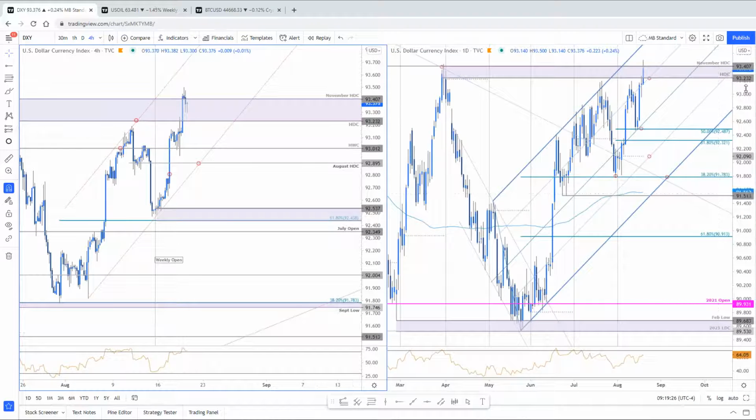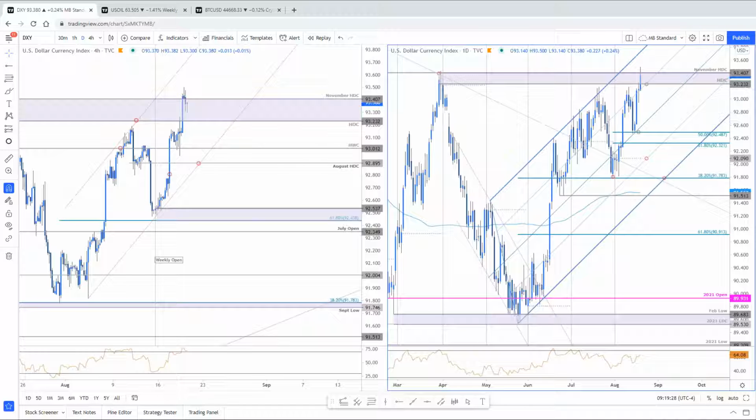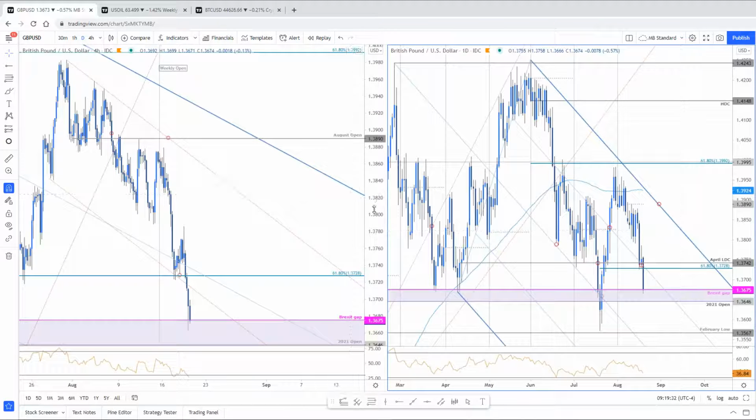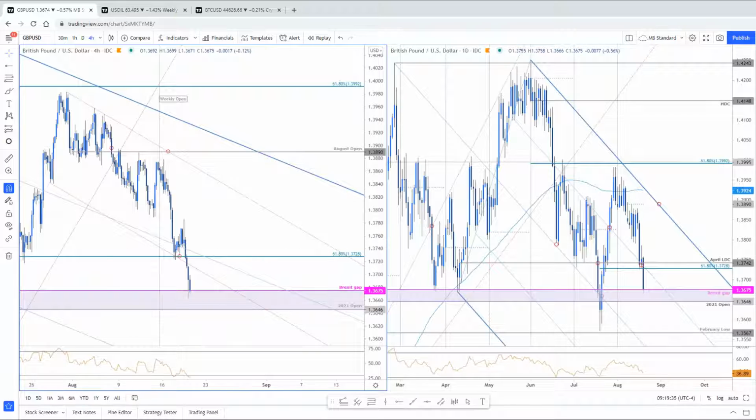Remember 93.40 as resistance. I didn't go over with you sterling, guys. I did want to take a moment right now and touch on this.